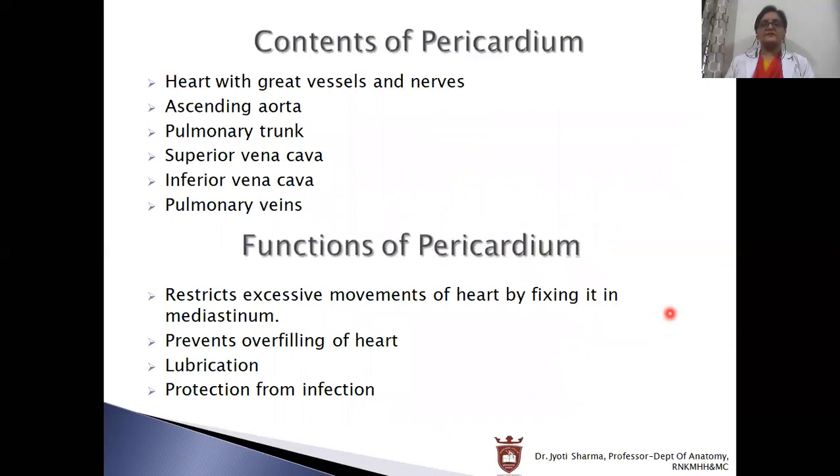Now we see the contents of pericardium: heart with great vessels and the nerves, ascending aorta, pulmonary trunk, superior vena cava, inferior vena cava, and pulmonary veins. Now we see the functions of pericardium. The pericardium restricts movements of heart by fixing it in the mediastinum. It prevents overfilling of heart. It lubricates the layers of pericardium so that the friction minimizes, and it protects from the infection.